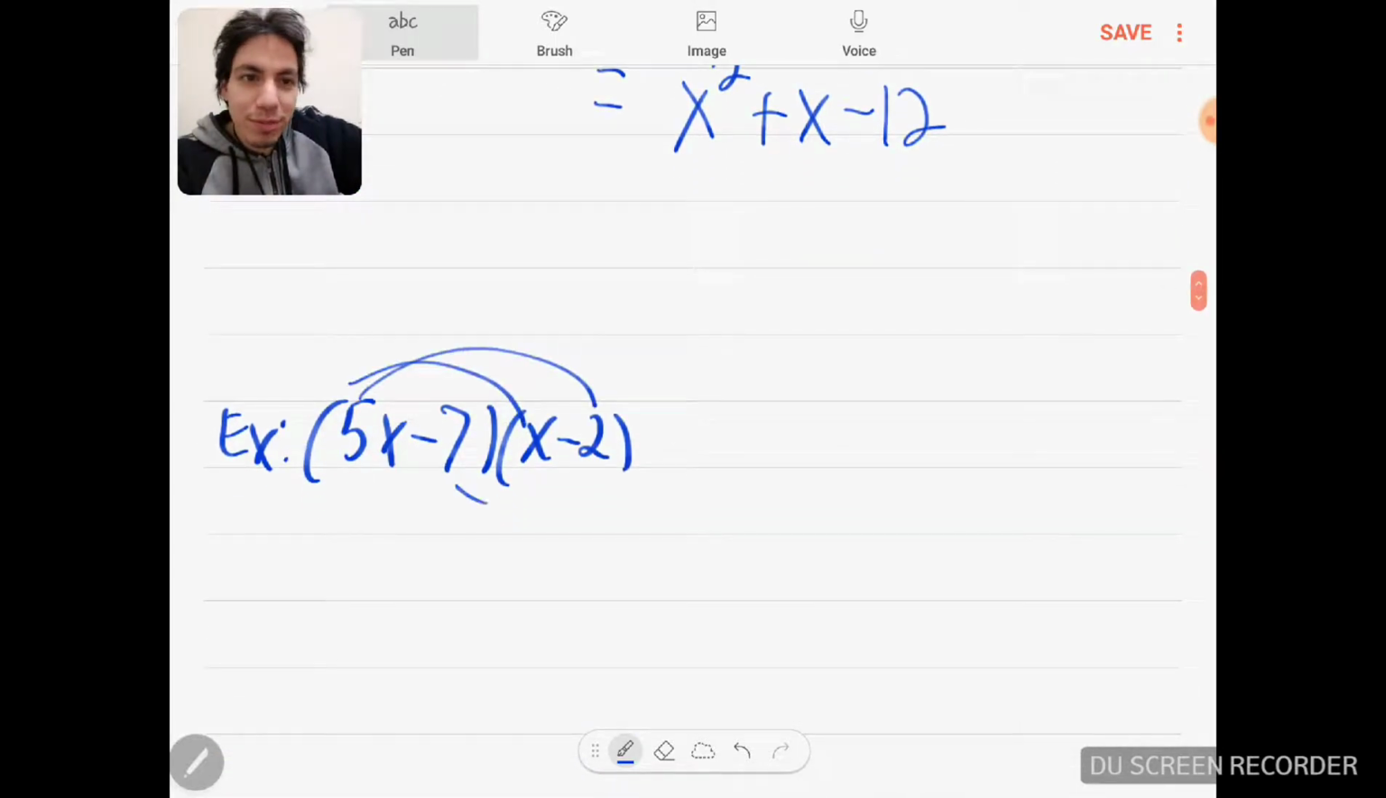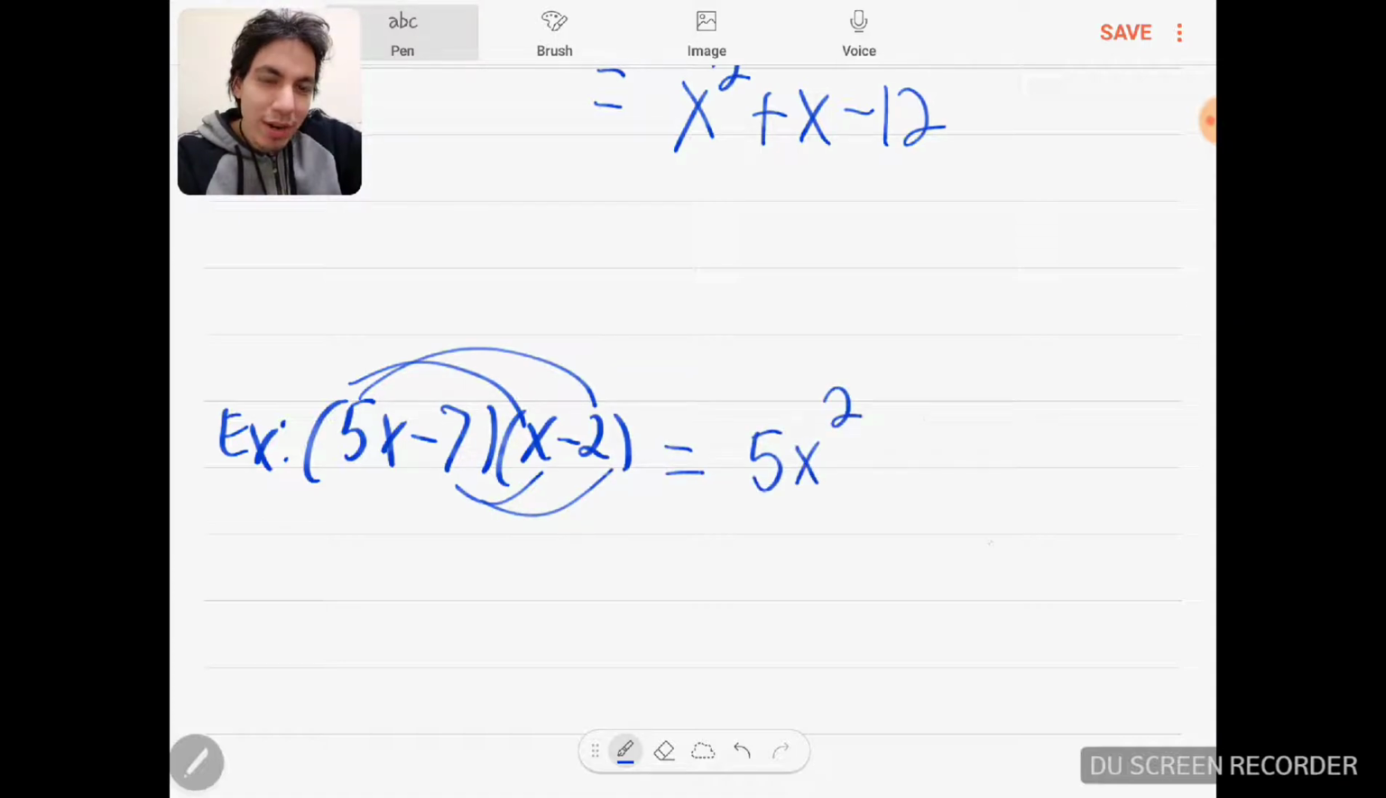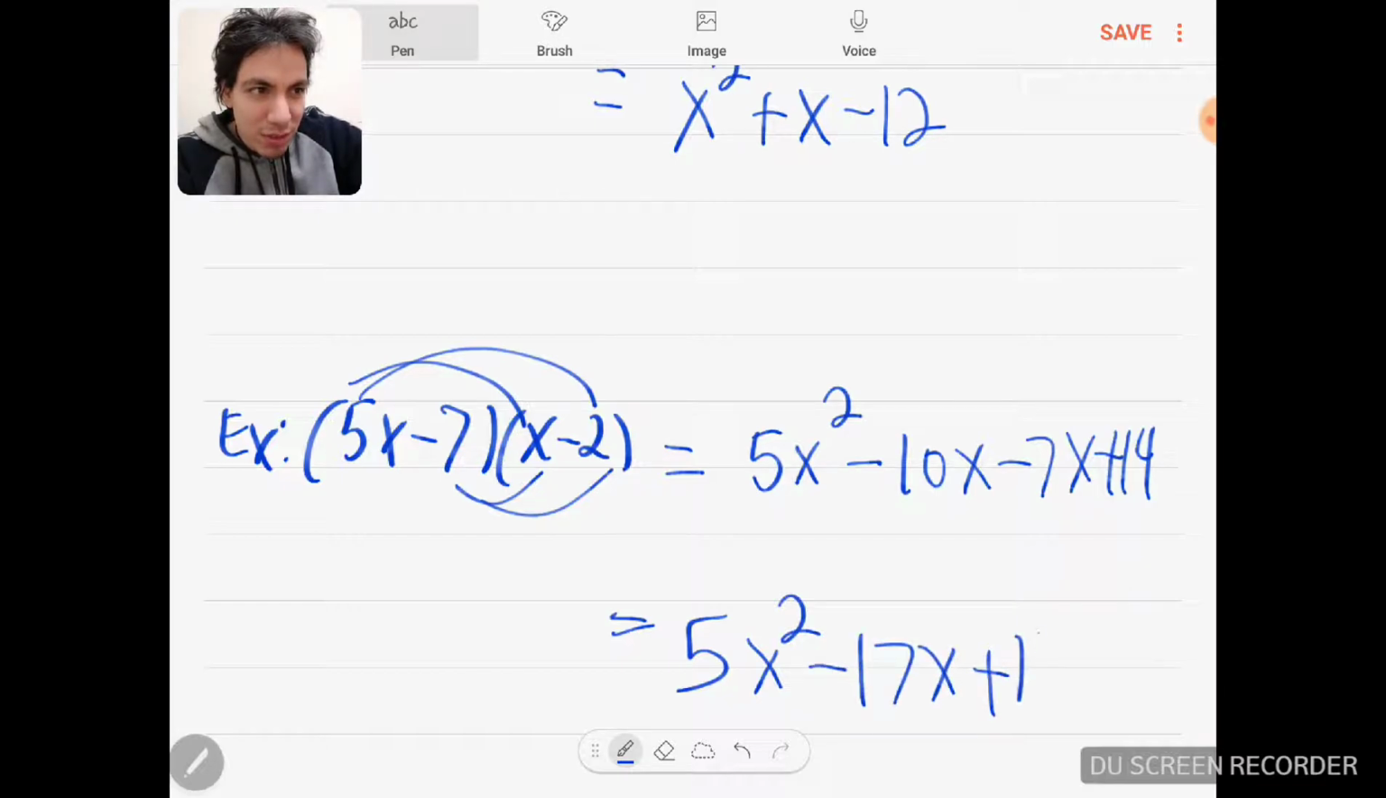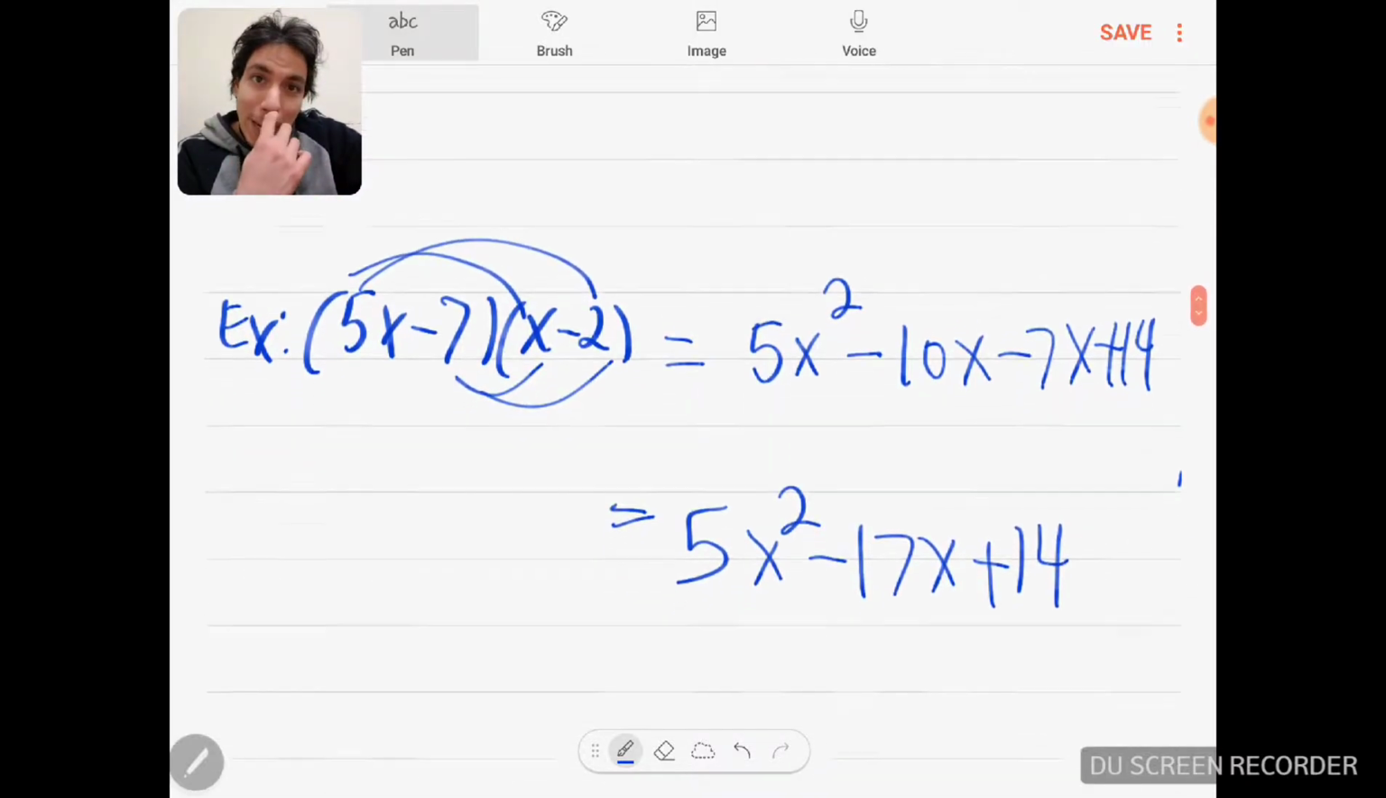We'll do it again here. So I get 5x squared minus 10x minus 7x plus 14. All right, and then I'm left with, after you FOIL it out, you combine, you get 5x squared minus 17x plus 14 as your final answer.